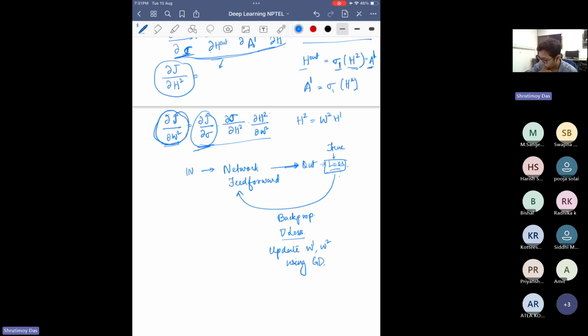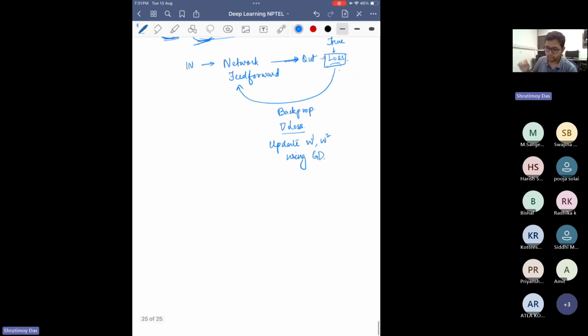Okay, I don't have a code ready with me, but you can always do that, right? So I will just give a very brief pseudocode type of thing.